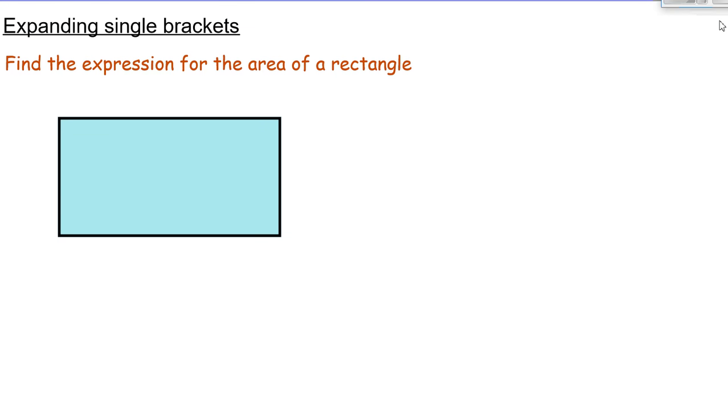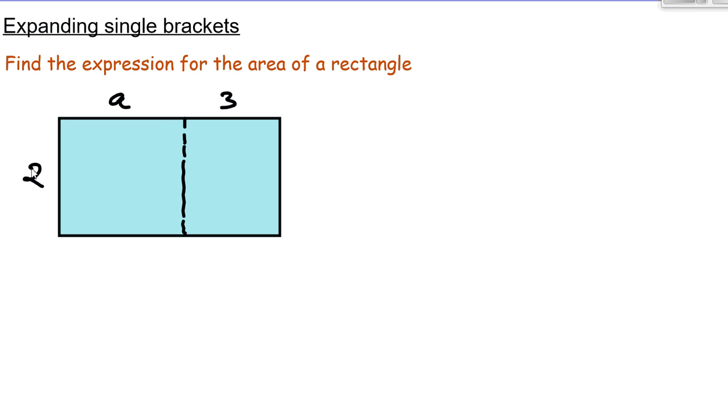Suppose you're given the rectangle below, whereby the width is 2, and then we have the length from here to here being A, and here being 3. Suppose you're asked to find the expression for the area of this rectangle, then what you can do is to find the area of each of these parts here.